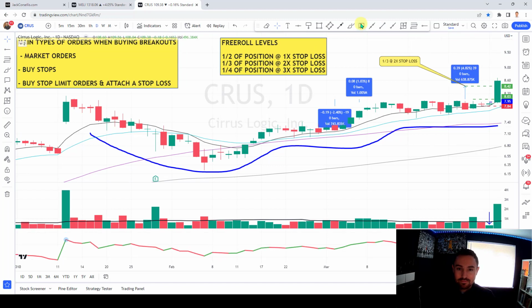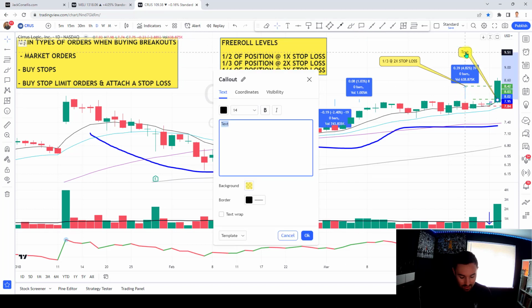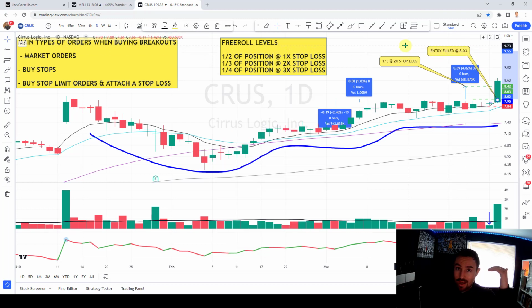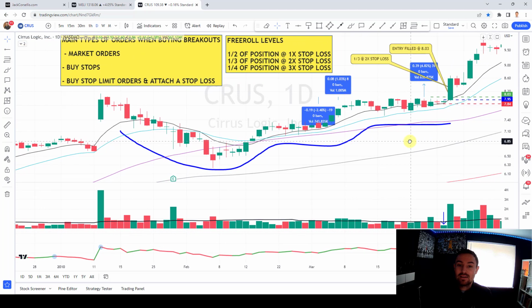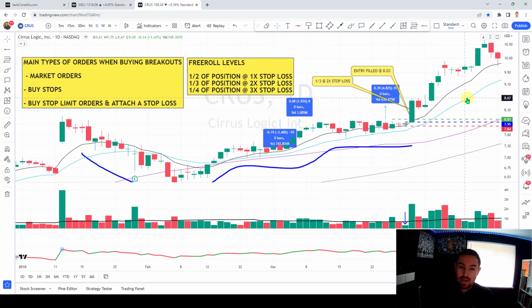So on this bar here, let's just imagine my entry, I get filled at 8.03, like this, at the top of where my limit was. And then what's happening here is I'm selling 1/3 at 2 times where my stop loss is, in here. So I'm selling 1/3 in here. So I have now free rolled the trade. It's about, can I sit for the intermediate term trend to play out with the other 2/3 of my position?